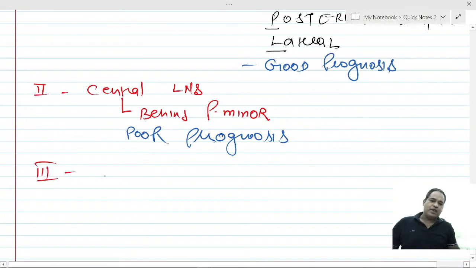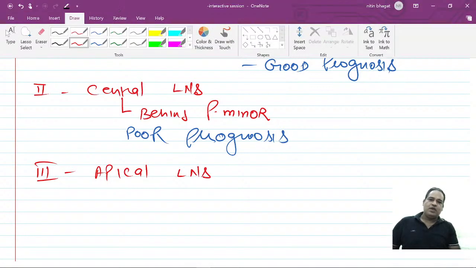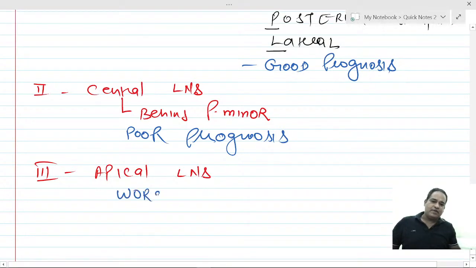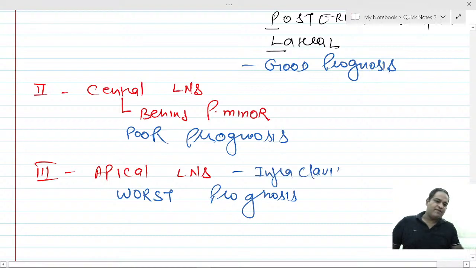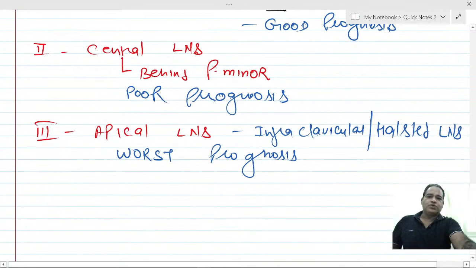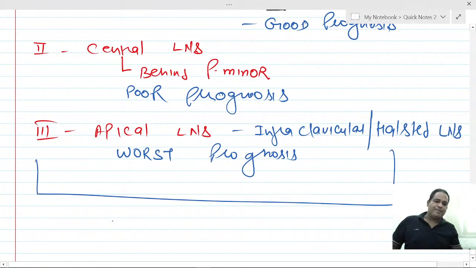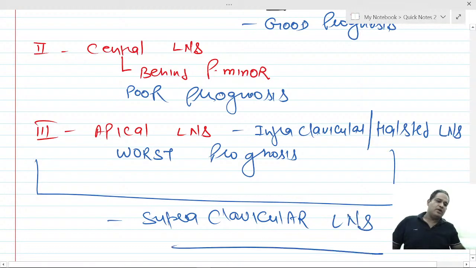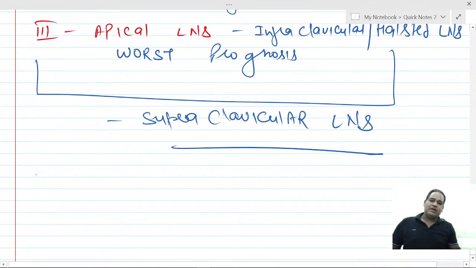Level 3, that is apical lymph nodes. If they are involved, that indicates worst prognosis. Fine. So they are called infraclavicular. They are also called Halsted lymph nodes. So ultimately, lymph from all of them goes to supraclavicular lymph nodes.